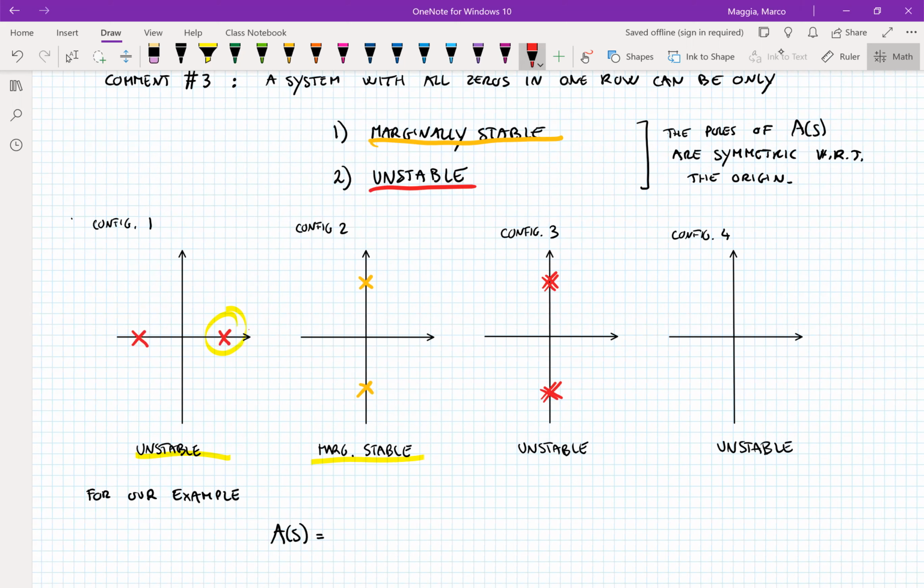And finally, we can have a couple of complex conjugate poles to the left, but of course, we have to maintain the symmetry with the imaginary axis. And let me repeat, this symmetry with the imaginary axis is not always required, but only if we find that a row is full of zeros. So even in this case, configuration 4, the system is unstable, having poles in the right-hand side of the plane.